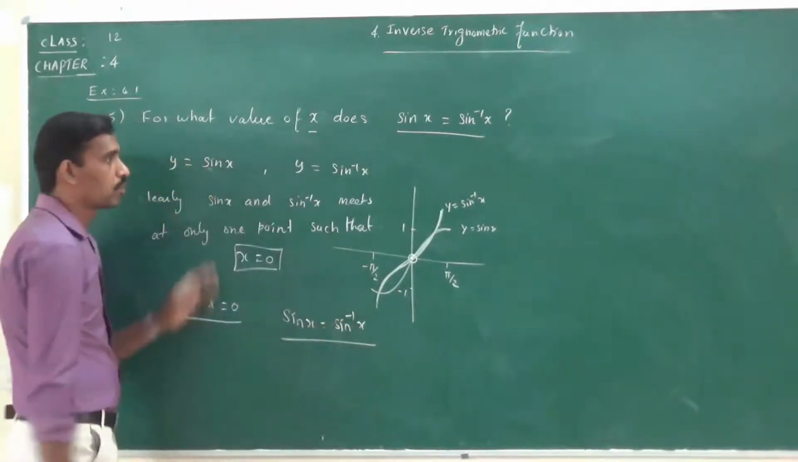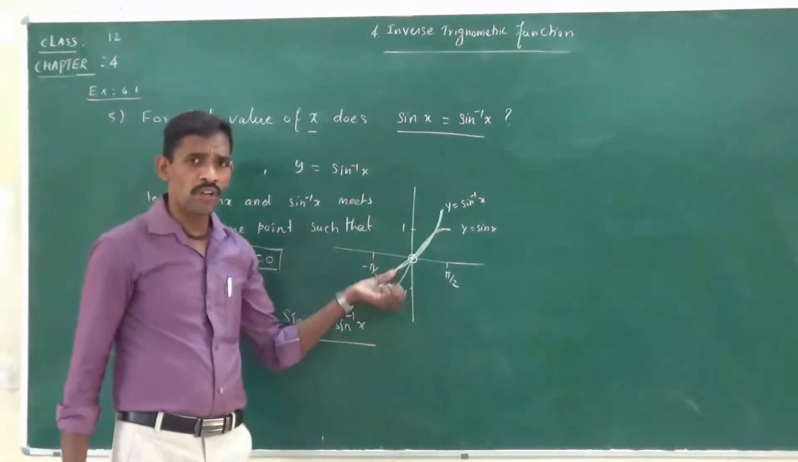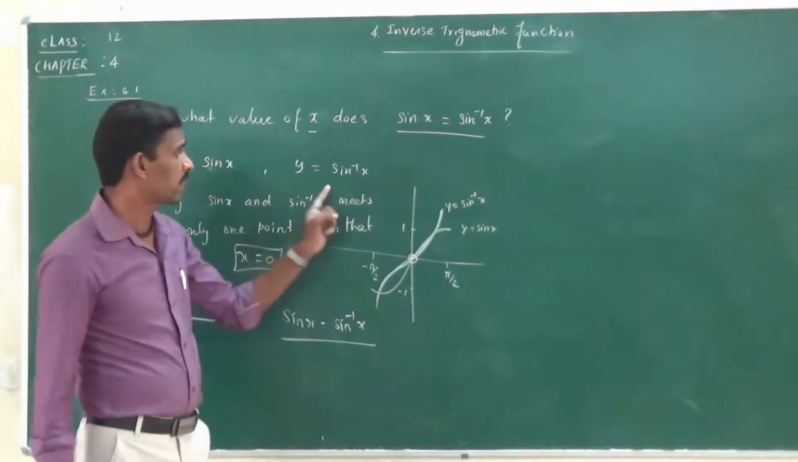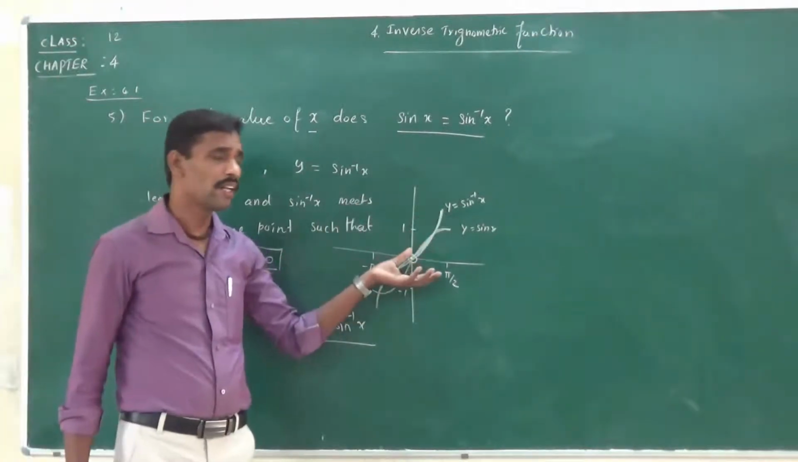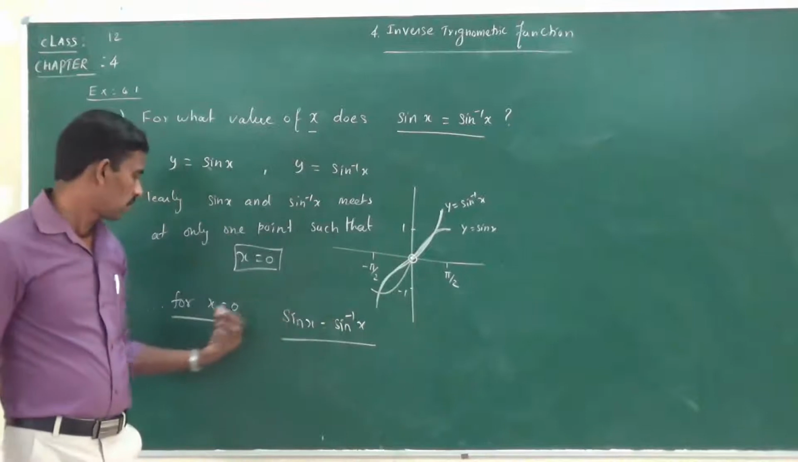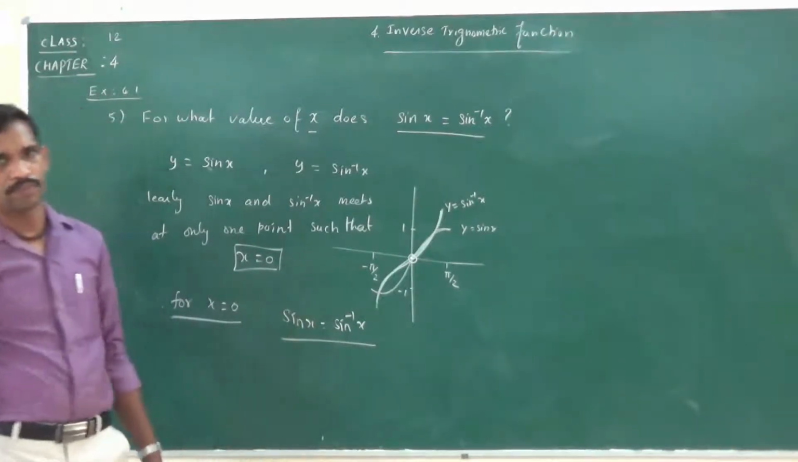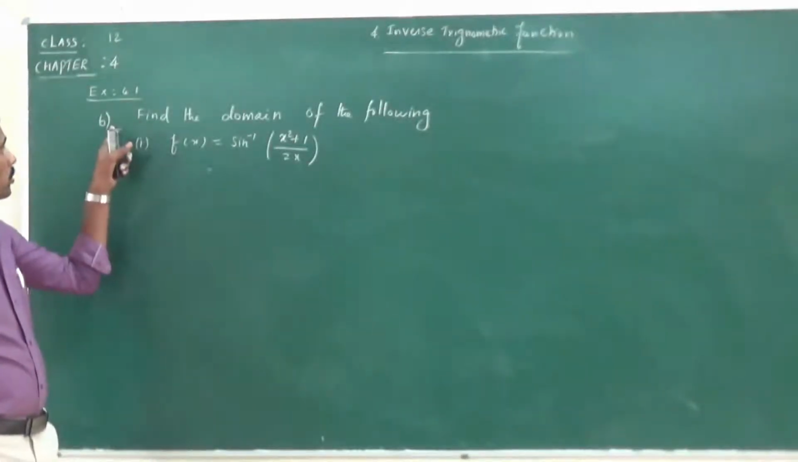This is a graph question. So we have to draw the graph of y is equal to sin x and y is equal to sin inverse of x, and we can easily solve it like this. Okay? This is exercise 4.1, question number 6.